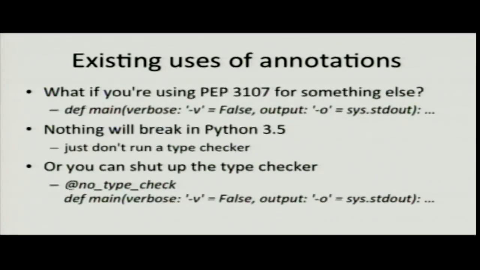Here's an example of something. I made this up, but I saw something similar where someone had written a little language for marking up functions that would be invocable from some command line, where the annotations specified, say, the option name used. That's cute. That's not going to break in Python 3.5.